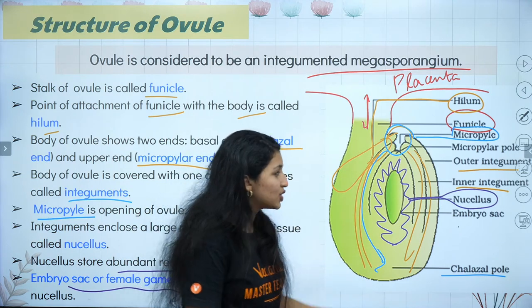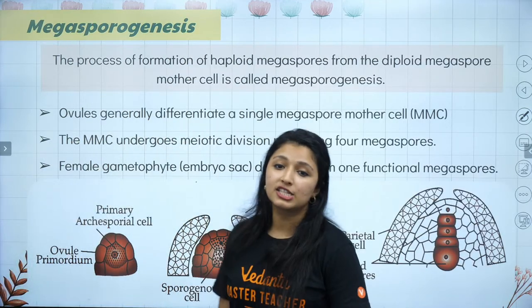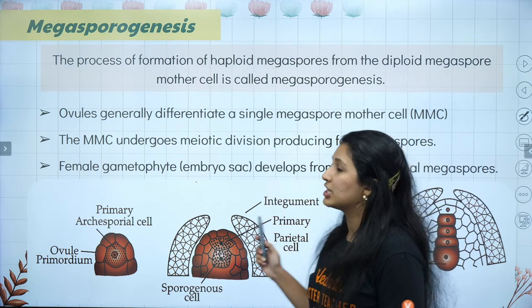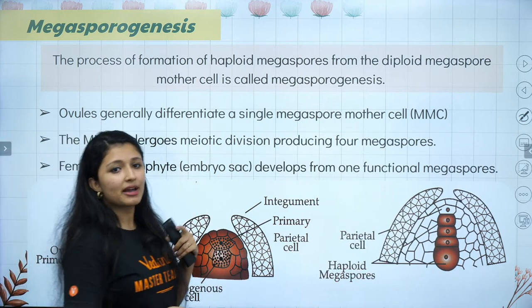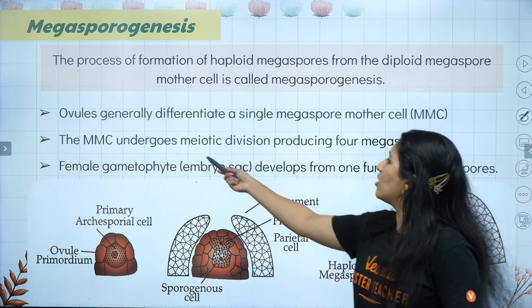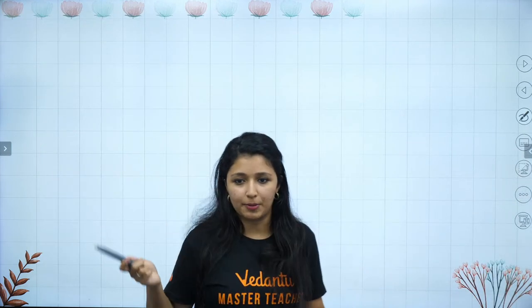Now, let's hold on to the nucellus for a while. We will learn about megasporogenesis. The process of formation of megaspores from the megaspore mother cell is called megasporogenesis. Again, here we have meiotic division. I think I will draw the same flowchart for you.